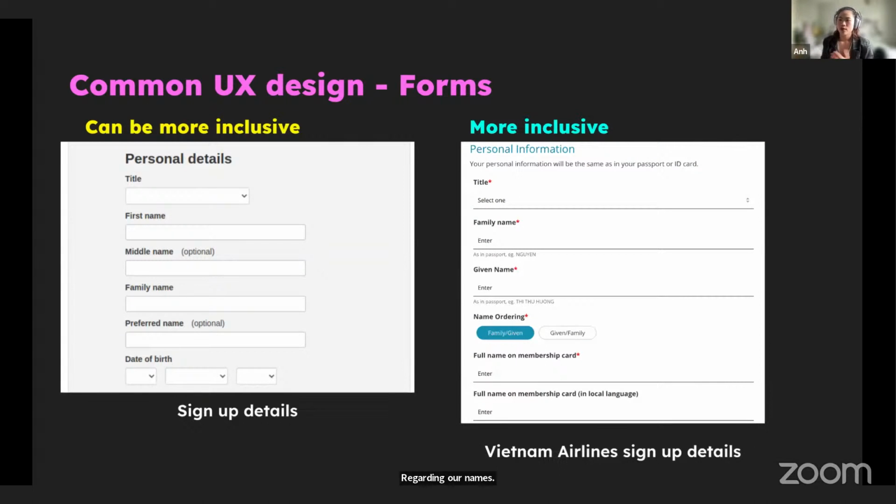So what can we do about it? So on the left is the example that I've shown before. On the right is the Vietnam Airlines sign-up details. For this form, Vietnam Airlines has definitely thought about their users who are Vietnamese and who have a little bit of special names. After you fill in title, your family name, your given name, you have the option to select your name ordering, whether it's family name first, given names second, or the other way around. You can also enter your full name that you want to be displayed on your membership card. You can also display your full name in local language if you want to.